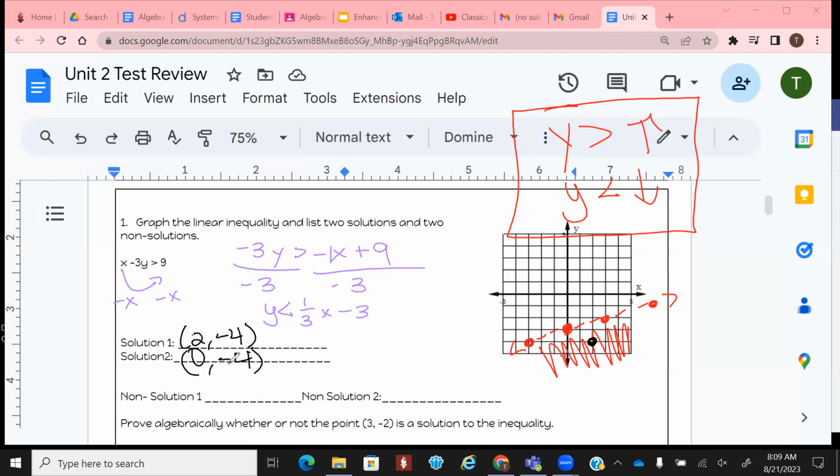Now, non-solutions, that means things that don't work or things that are not in the shaded region. Give me a point. 0, 0 is not in that shaded region. What about 1, 0? Okay.